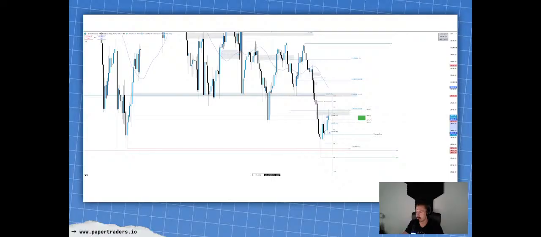Otherwise, on the 4-hour, we are trading above that 15 and 50 EMA. Previous daily high, PDH, is also not too far from here. So if price did want to continue to that PDH sweep, we can look for a displacement of this 4-hour FVG for that continued upside.